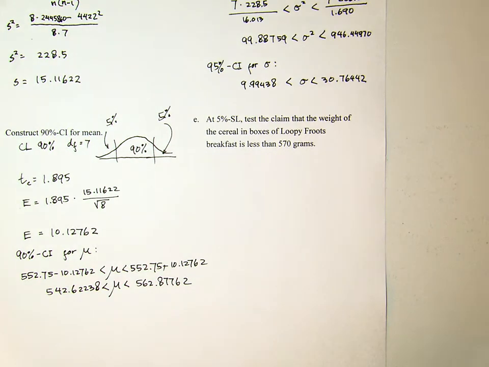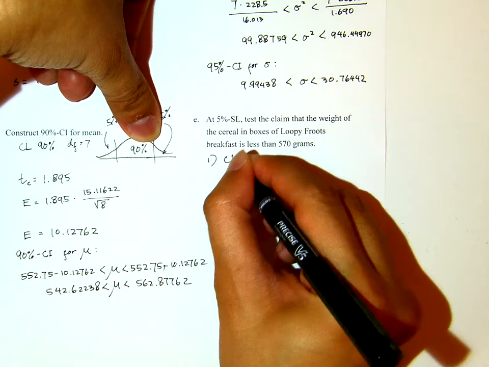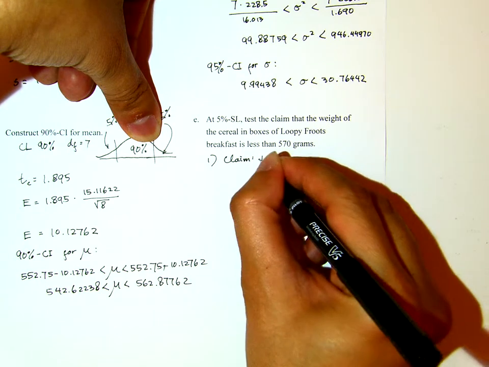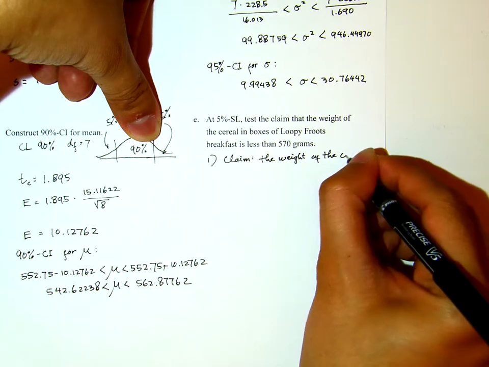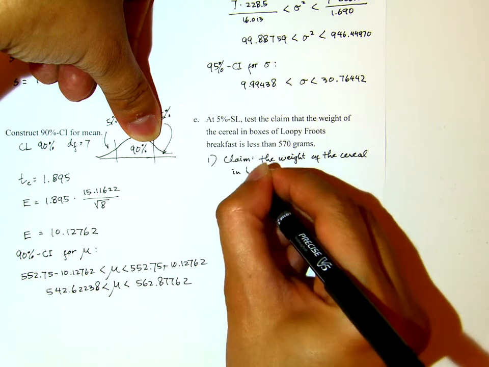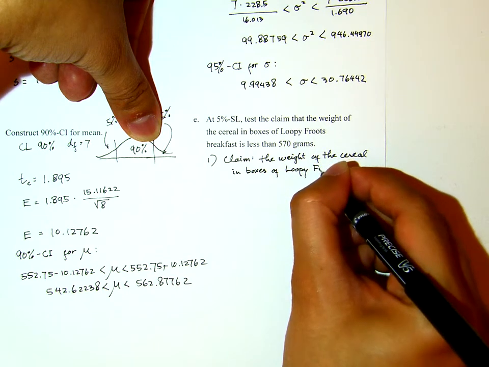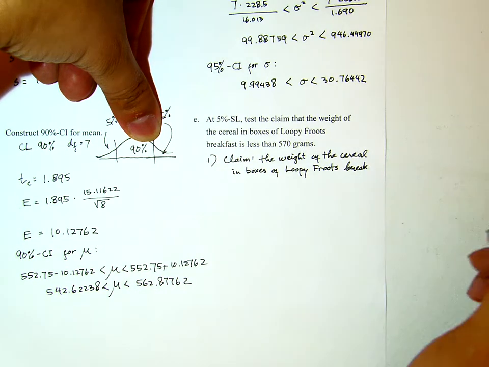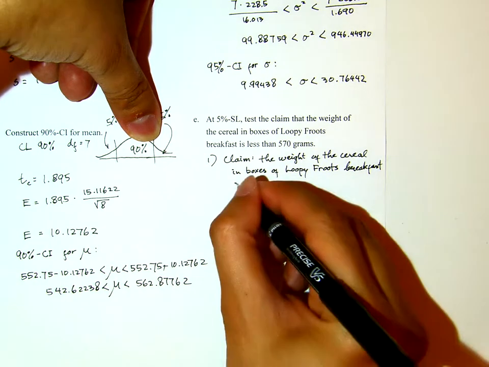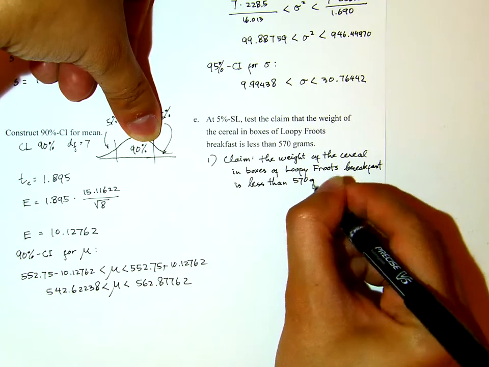At 5% significance level, test the claim that the weight of the cereal in boxes of Loopy Fruits breakfast is less than 570 grams. Let's try to start right away. So the claim: the weight of the cereal in boxes of Loopy Fruits breakfast is less than 570 grams.